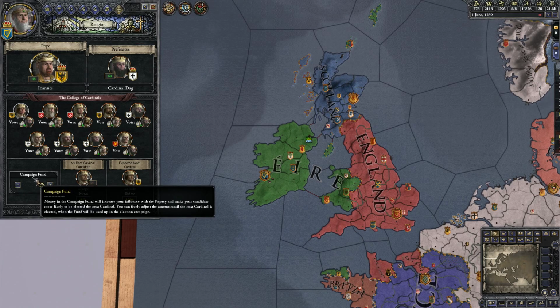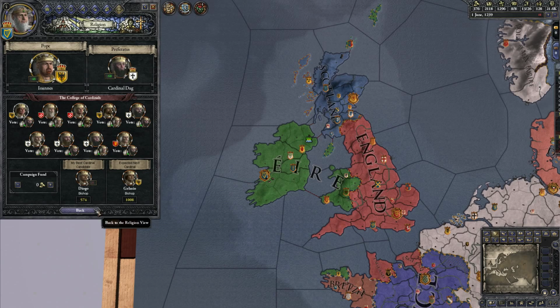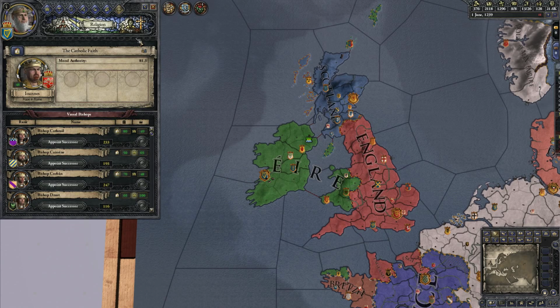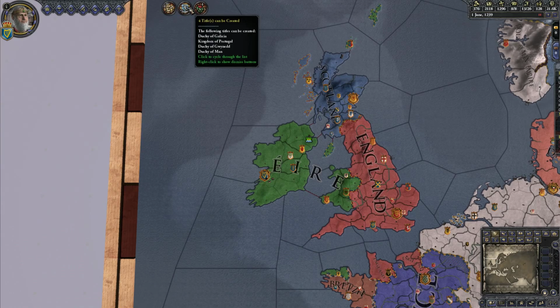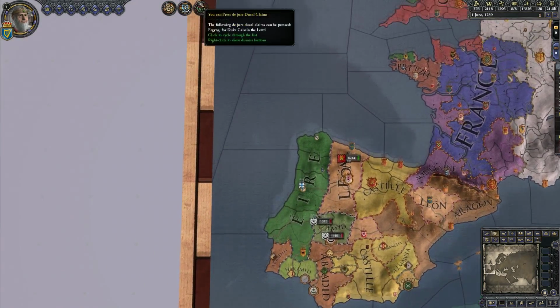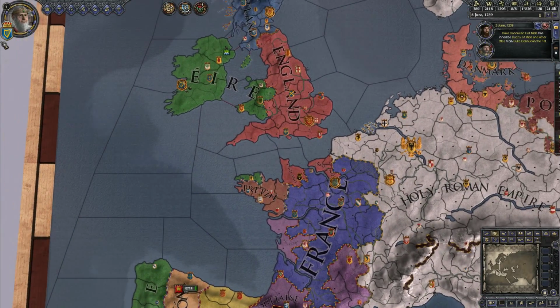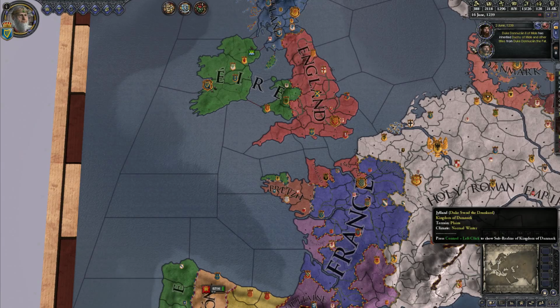Campaign fund. Will increase my influence with the papacy and make my next candidate more likely. Oh, okay. So the money will be deducted from me when he wins. If he wins. Jeez, alright. Well, that's interesting. That's also an easy way to go bankrupt. My lord, that is a very easy way to go bankrupt.